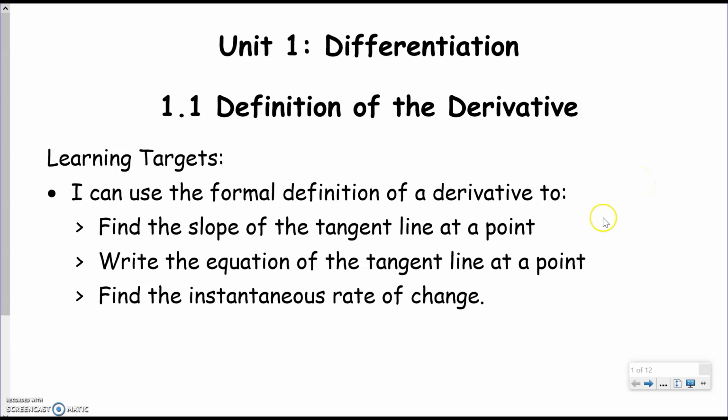Hello, today we're going to continue on and start our first unit that actually counts for your grade. This is the first scale for BC Calc, and we are going to focus on basic derivatives.